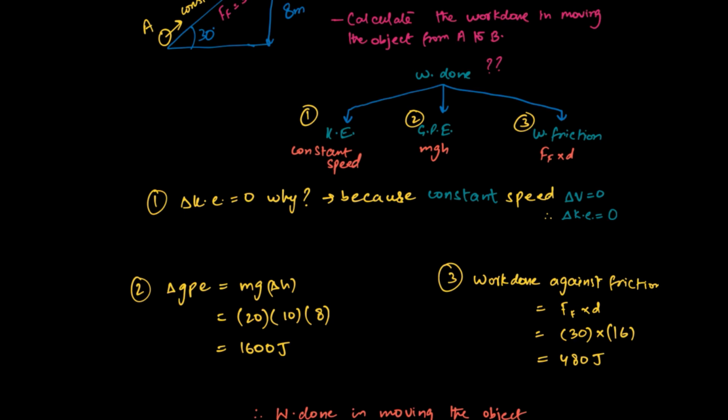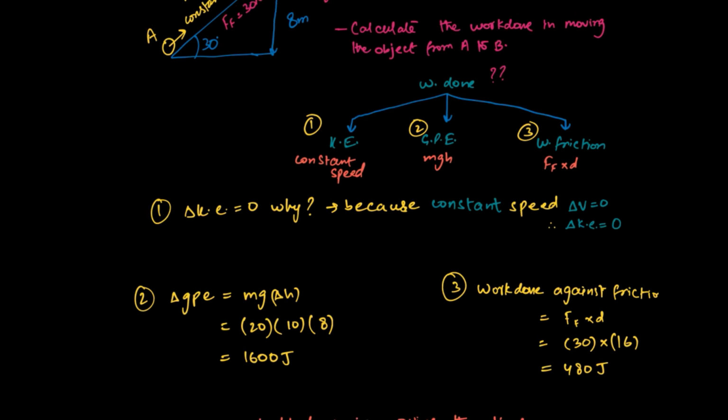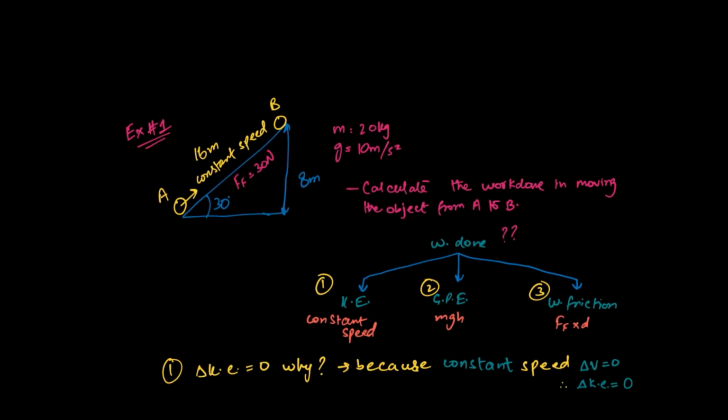Now we have to find the change in gravitational potential energy. The change in gravitational potential energy could be found out by the mass of the object times acceleration due to gravity times the change in height. So the mass of the object is 20 kilograms, acceleration due to gravity was given to be 10, and the change in height as seen in the diagram is 8 meters.